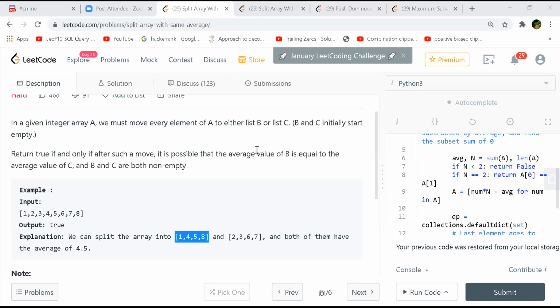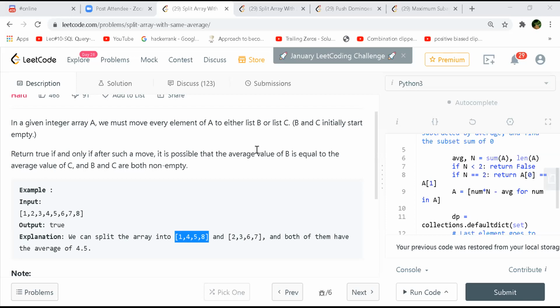We can have only two elements also with the same average. In example one, what I can do is pick 1 and 8 as one list, which will have average 4.5, correct? And if I take the rest of the elements, leaving 1 and 8, so it is 2, 3, 4, 5, 6, 7, that average will also be 4.5, right? That could be another answer, I mean, another arrangement. So you can actually form it any way.